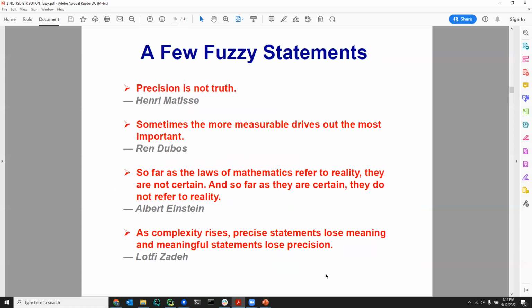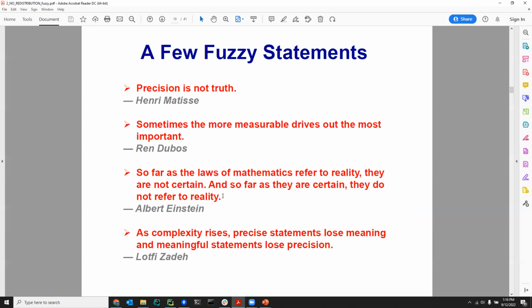Okay, I'm going to skip ahead a little bit. So a few fuzzy statements. These are things that some famous folks have said about fuzzy, not just fuzzy logic, but mainly dealing with precision and uncertainty and how you resolve that. And so Henri Matisse said that precision is not truth. You can be more precise while not being more accurate. Sometimes the more measurable drives out the most important. That can definitely happen when you focus on what is easily measured versus what actually has the most impact.